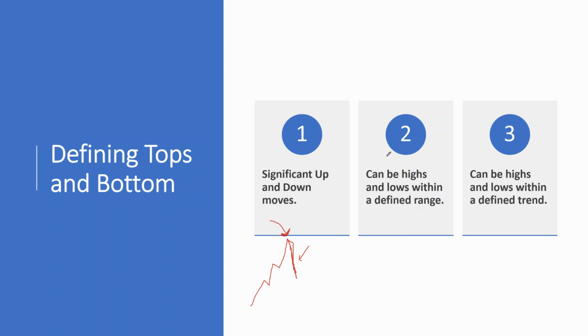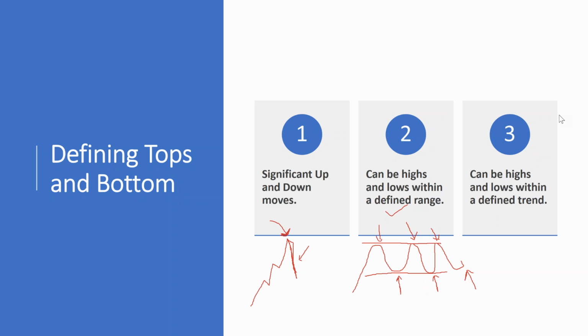All right. Now it can be highs and lows within a defined range. What do I mean by a defined range? Suppose we are talking about a rectangle. The resistance and the support levels are defined, and any move that meanders between these, this is the top and this is the bottom. Similarly, this is the top and this is the bottom. We are concerned about this type of top and bottom.